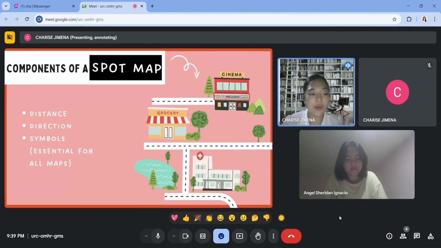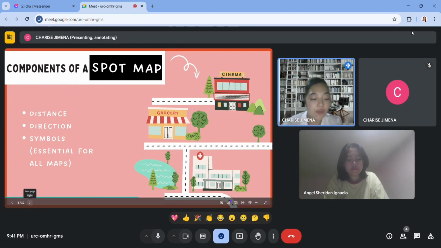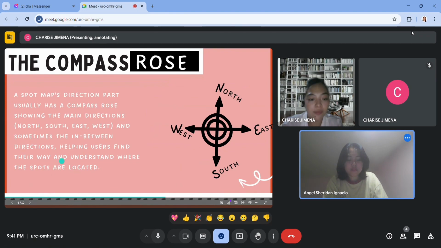So next is components of a spot map. Distance, directions, symbol, essential for all maps. Spot map overview visually represents data points on a geographic area using dots. Defining characteristic, uses dots to show location or concentration of data. Next is the compass rose. A spot map's direction part usually has a compass rose showing the main directions, which are north, south, east, west, and sometimes the in-between directions, helping users find their way and understand where the spots are located.